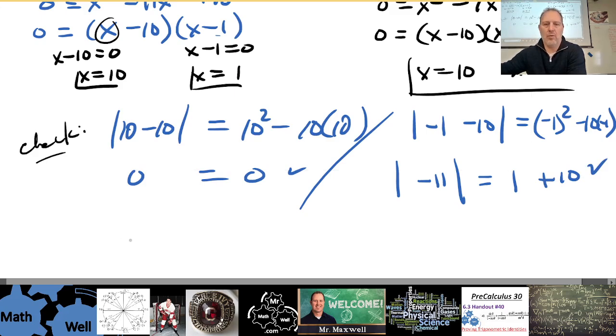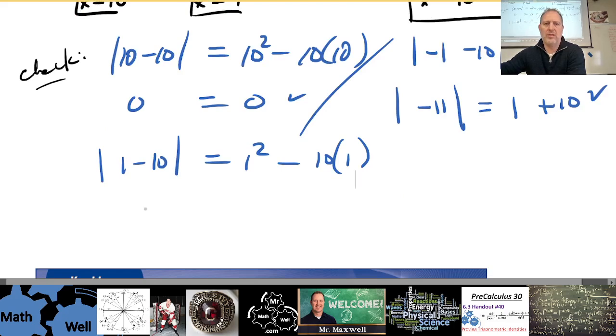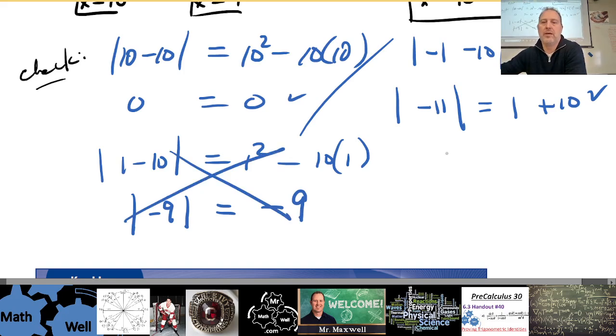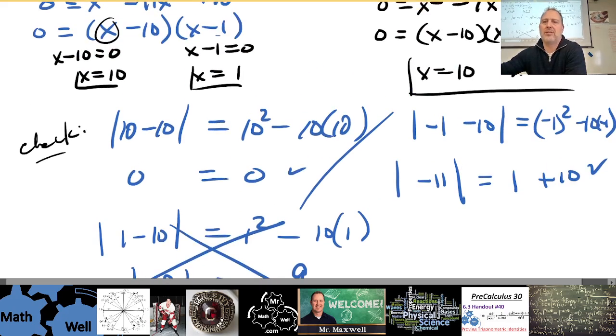Let's try +1. So what do we have? We have absolute value of 1 minus 10, and we have 1 squared minus 10 times 1. So this is absolute value of -9. This is 1 minus 10. This is actually -9. Does that work? No. Absolute value of -9 is definitely not -9, right? It should be +9. So this is a problem.